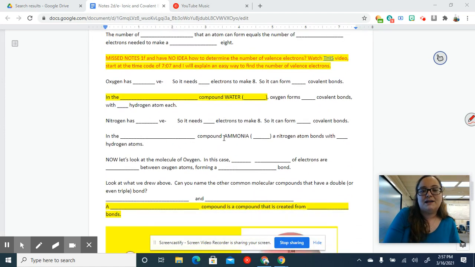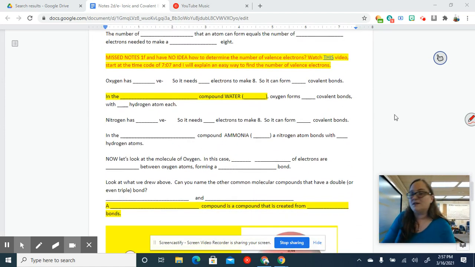The number of bonds that an atom can form equals the number of valence electrons needed to make a stable 8. So the nitrogen can make 3 bonds because it needs 3 to make that stable 8. The oxygen can make a double bond of 2 because it needs 2 to make that stable 8.